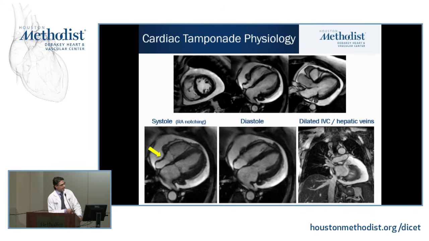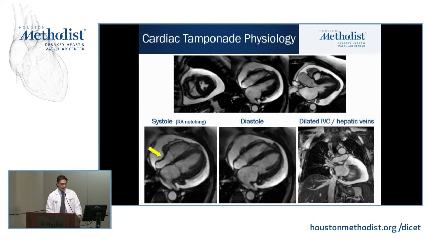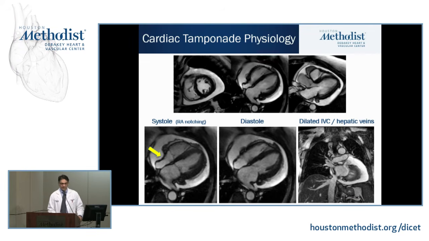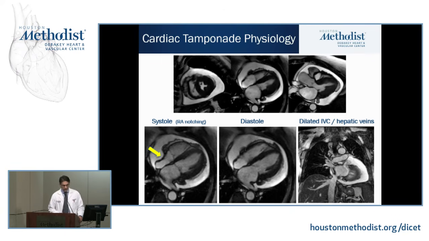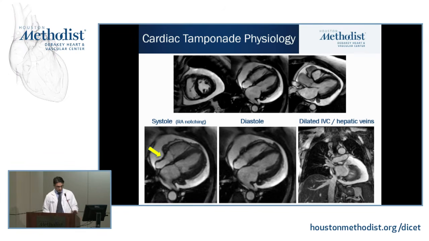This is the right atrial notching, right atrial systolic collapse that Gopi was mentioning. And usually if this is more than 2/3 of the cardiac cycle, it's significant. Obviously, you want to show also impairment of hepatic and pulmonary and systemic venous pressures.